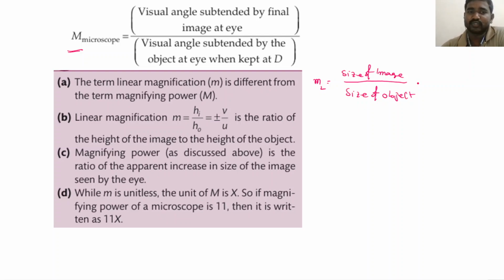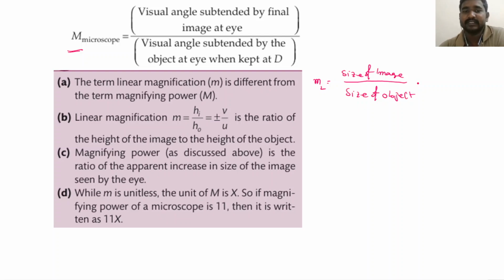Magnifying power is the ratio of the apparent increase in size of the image seen by the eye, while lateral magnification, that is linear magnification, is unitless. Why? Because both are the same quantities. And the unit of capital M is x, that is, how many times greater the image is compared with the size of the object.